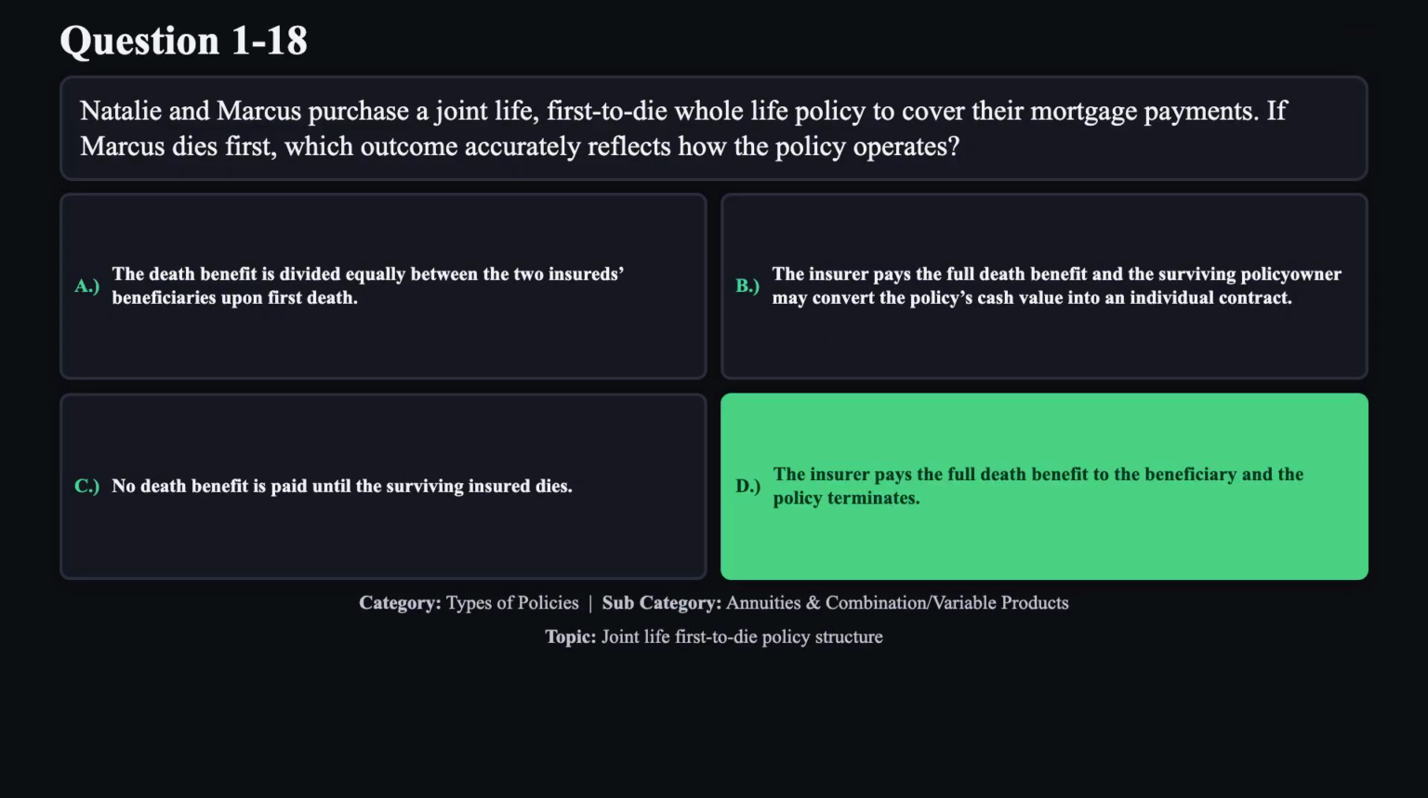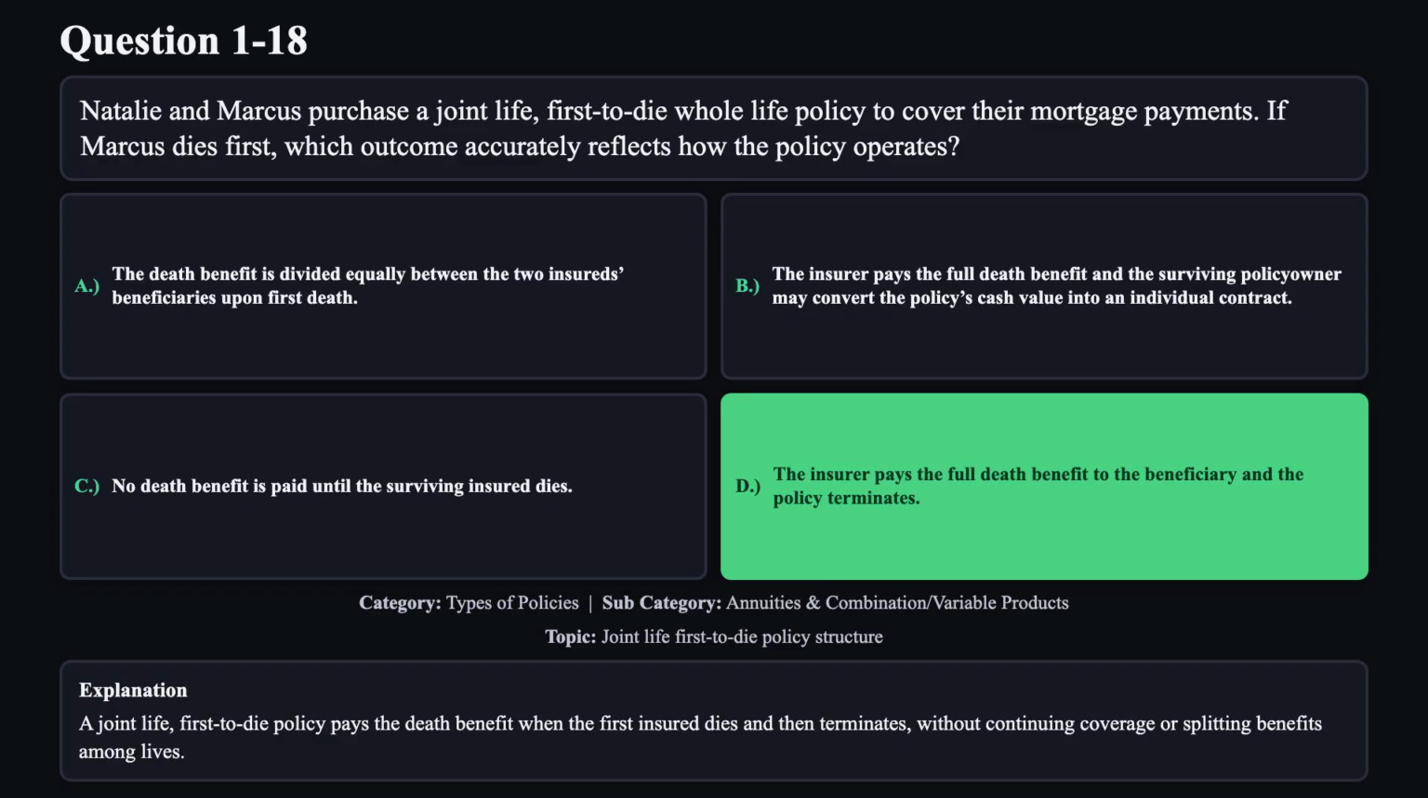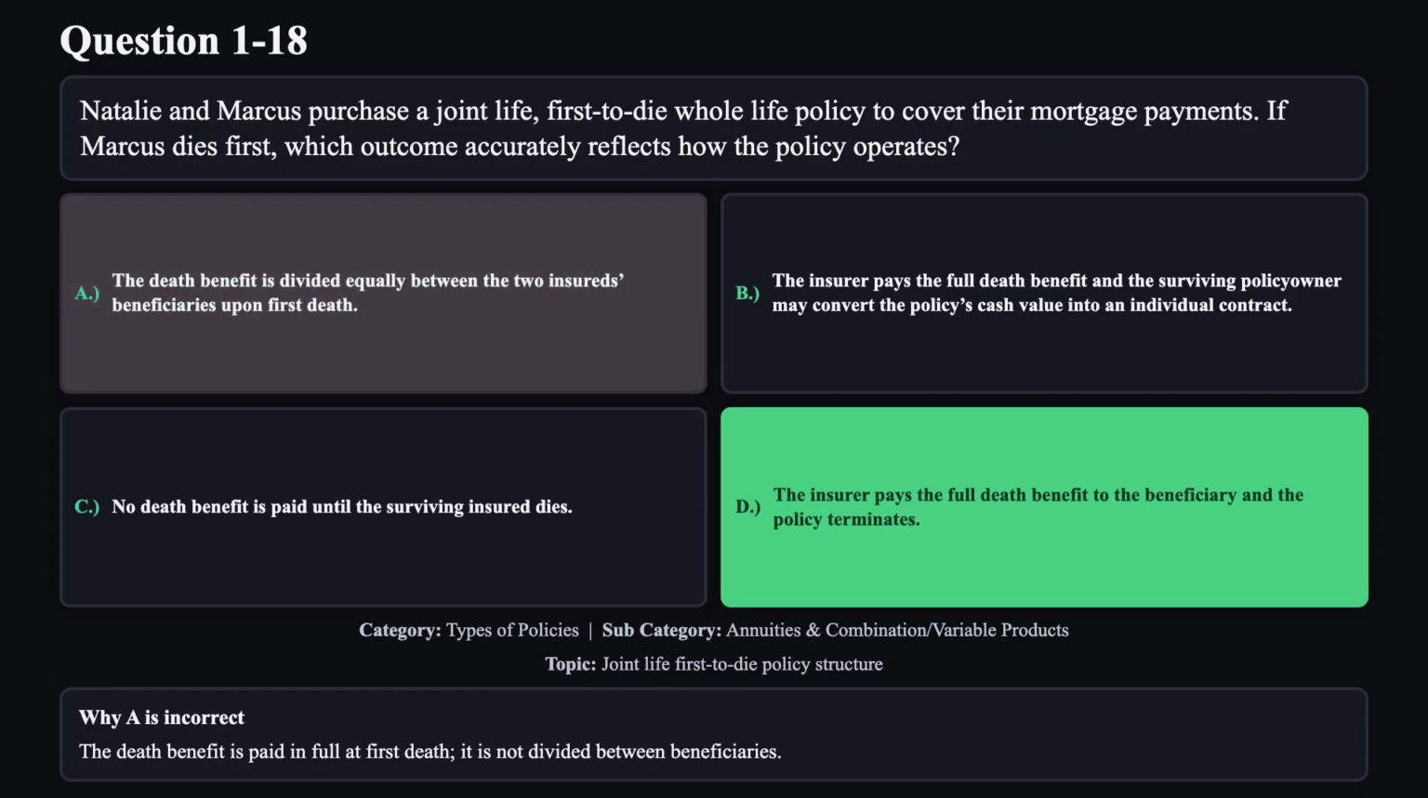The correct answer is D. A joint life first-to-die policy pays the death benefit when the first insured dies and then terminates, without continuing coverage or splitting benefits among lives. Reason A is not correct. The death benefit is paid in full at first death. It is not divided between beneficiaries.